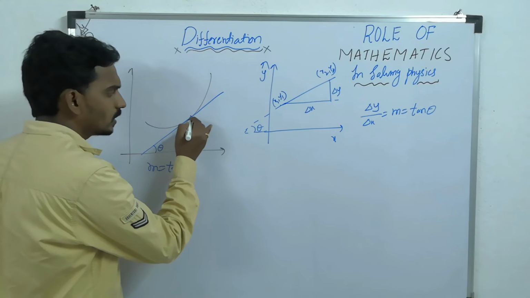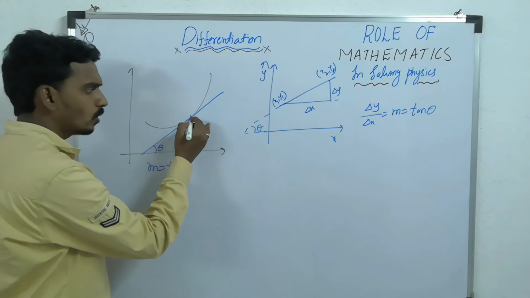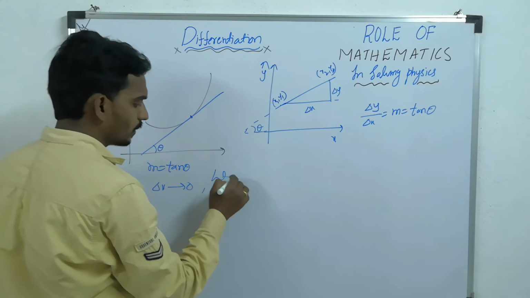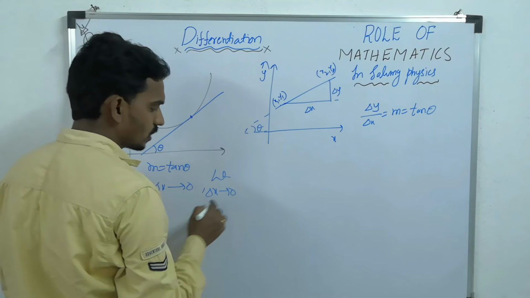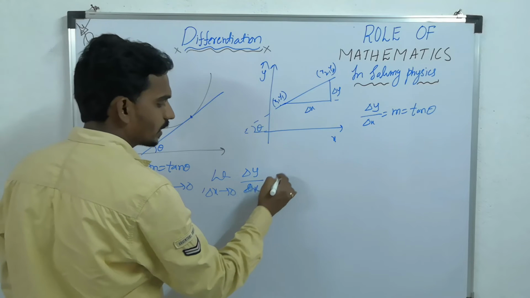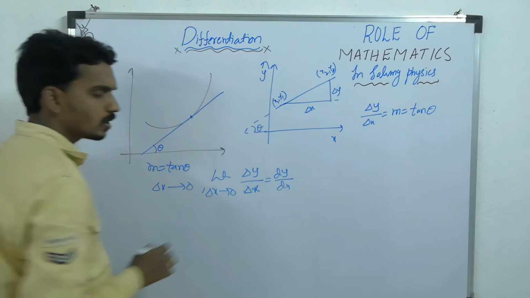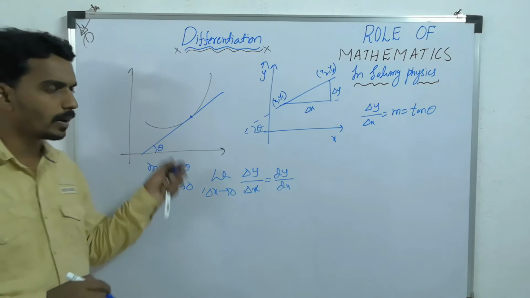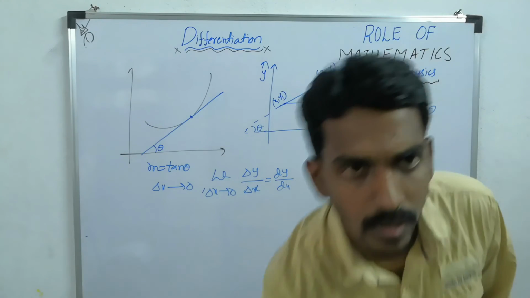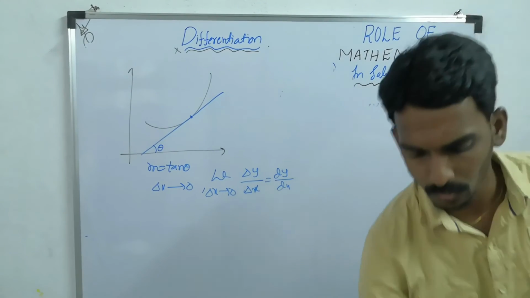But here there are no 2 points for delta y by delta x. Here there is only 1 point, so delta x is 0. Now under the limit delta x tends to 0, delta y by delta x we can write as dy by dx. So the slope now becomes dy by dx. That's why you can find the slope of a curve using differentiation. Like, one physics example I will give you.